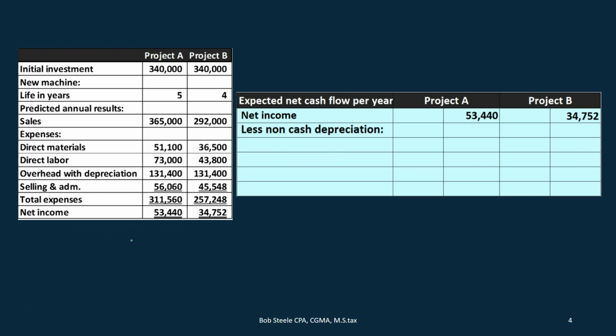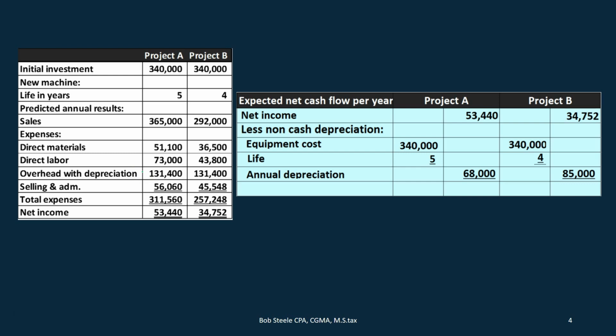We're going to pull out the non-cash depreciation. So within this overhead calculation, we have depreciation in there. Now, we didn't break it out in the data here, so we're going to assume it's straight line, and therefore we're going to have the equipment cost of the 340,000 divided by the number of years, the life, which is 5 for project A and 4 for project B. If we divide that out, then we're going to say that the annual depreciation for project A is 68,000, and for project B, 85,000.